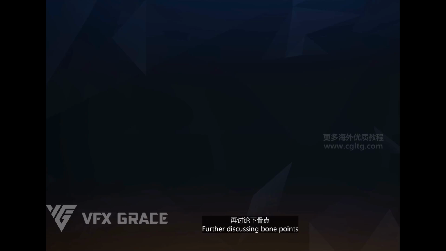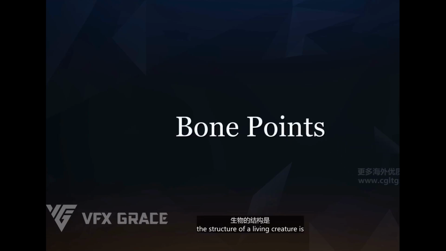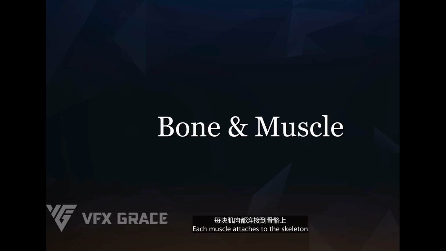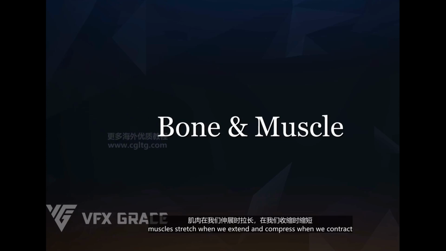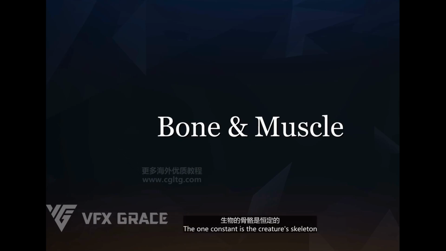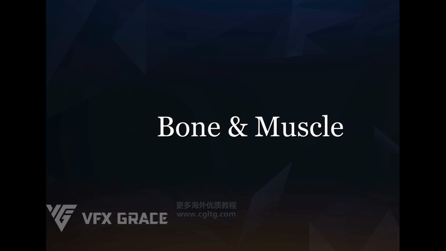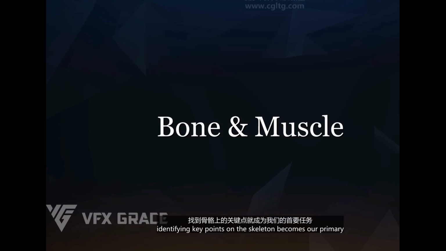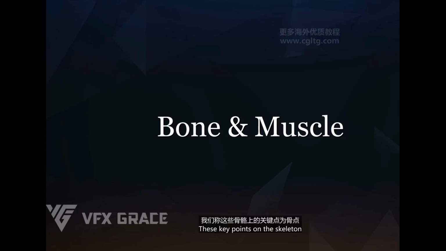Further discussing bone points, in essence, the structure of a living creature is fundamentally supported by an internal skeleton, much like the connections of muscles. Each muscle attaches to the skeleton, linked by ligaments and tendons. The shape of the muscles changes with the creature's movement. For instance, muscles stretch when we extend and compress when we contract. The one constant is the creature's skeleton. Thus, when creating models, identifying key points on the skeleton becomes our primary reference. These key points on the skeleton, which we refer to as bone points, are crucial.